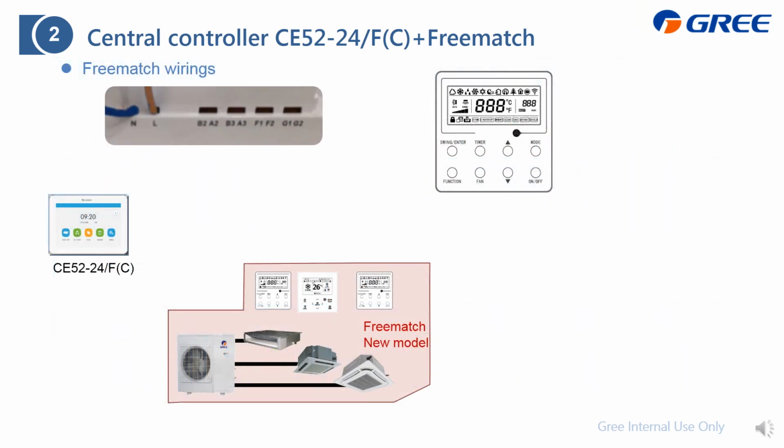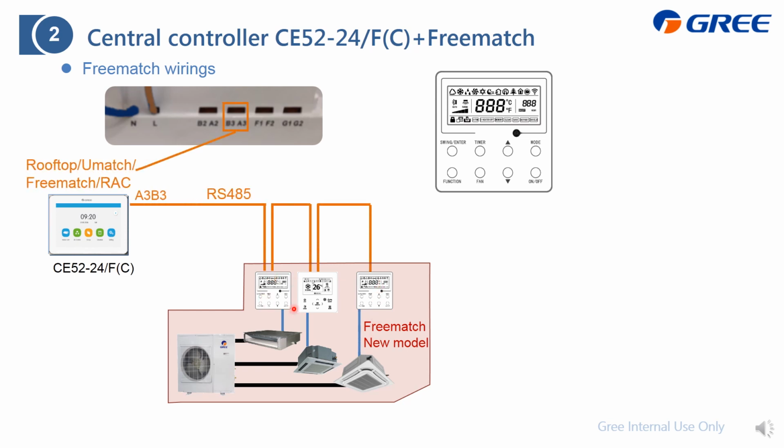This slide describes how to do the detailed wiring from the central controller CE52 to the Free Match indoor unit. And here is the connection interface of this CE52. This L N is the power supply for this central controller. To control the Free Match indoor unit, we also require an adapter, which is the wire controller. You can just connect this wire controller to the indoor unit, and then it will output Modbus through the RS485 connection.